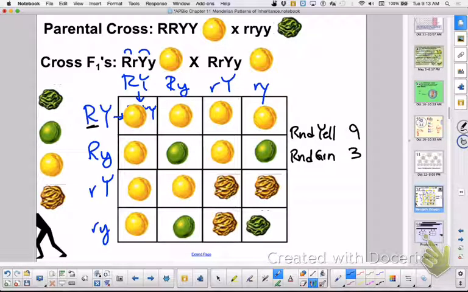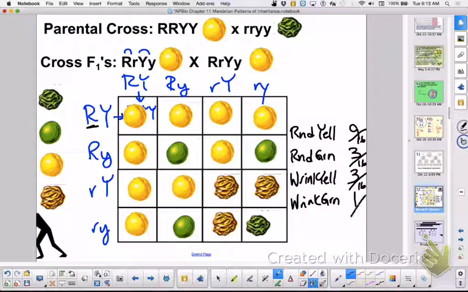Wrinkled and yellow. Okay, wrinkled and yellow. And how many do you have? 3. And give me the next one. Wrinkled and what? Green. How many do you have? 1. Okay, so you had 9 out of 16, 3 out of 16, 3 out of 16, and 1 out of 16. Do you agree with that? Okay. That was a dihybrid cross.